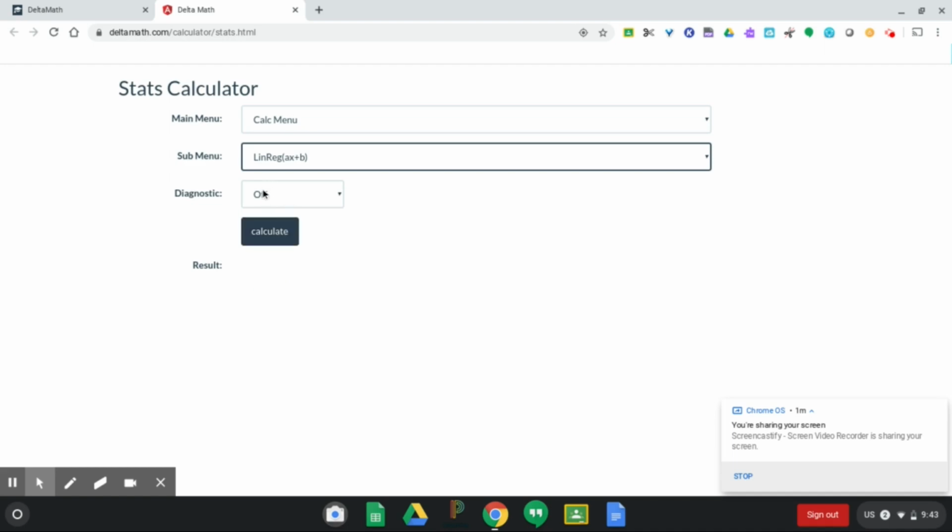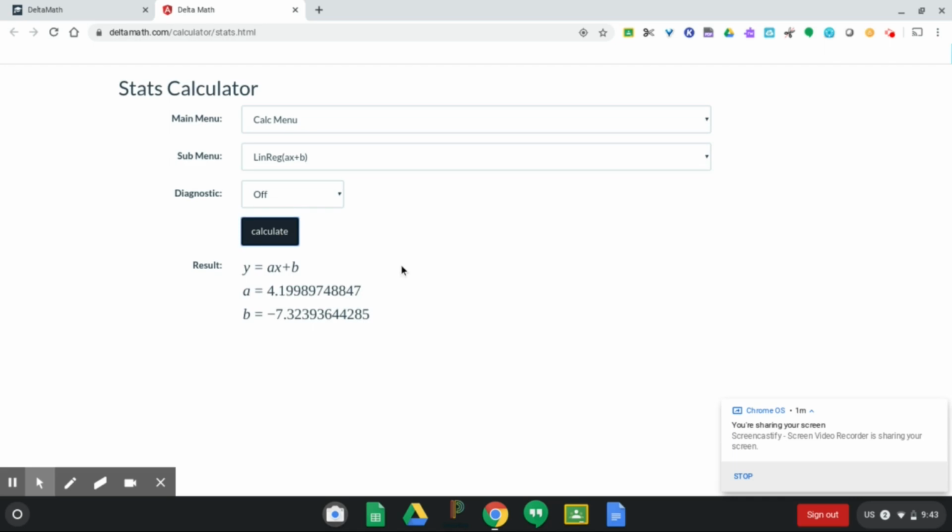I'm going to keep the diagnostic off for now. I'm going to press calculate. Write these numbers down, or this information down. Y equals ax plus b. Now this is the general equation of a line since we're doing linear regression. A equals 4.1998 and b equals negative 7.3239. Okay, so now remember I wrote these numbers down on a separate piece of paper.